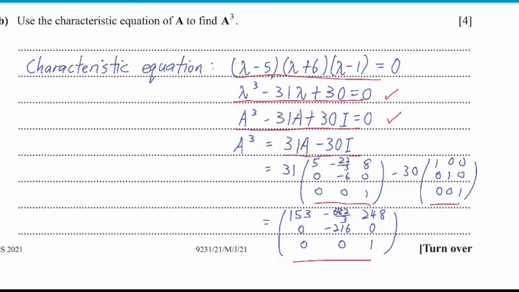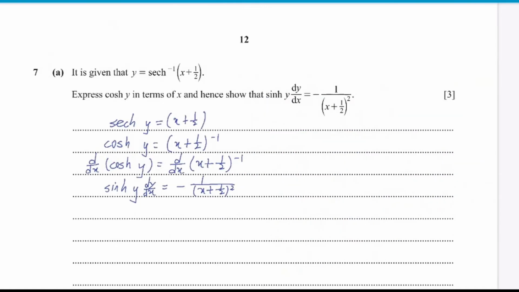So when they want us to find A cubed by using the characteristic equation, if we go and multiply A like this, expanding A three times, it is not going to be accepted, because they already specified they want us to use the characteristic equation to do it. So that would be question 6.